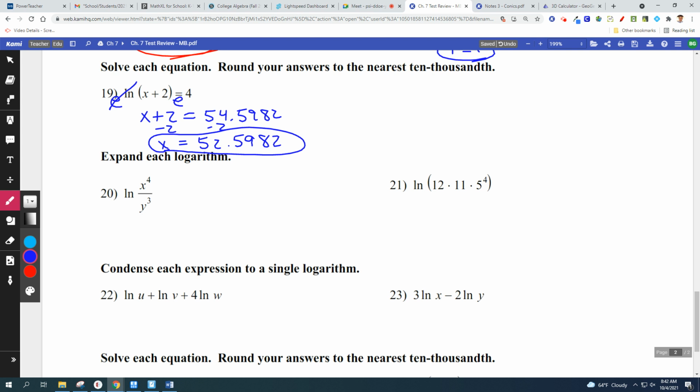Expand each logarithm. Well, we already did this, right? 4 goes to the front. This is minus. 3 goes to the front. So natural log, whoops, 4 natural log x minus 3 natural log y. It's the same thing. It's just a different base. Now it's a base e. This is going to change to plus. This is going to change to plus. The 4 is going to go to the front. So I'm going to have natural log of 12 plus natural log of 11 plus 4 natural log of 5.